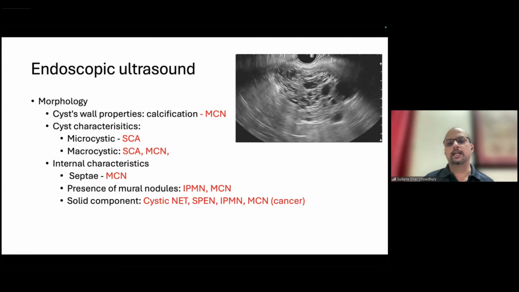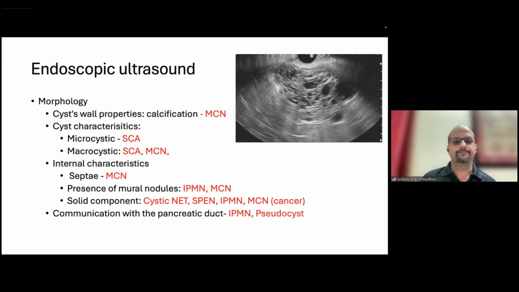Presence of mural nodules points to either IPMN or MCN. If you see a solid component, then more likely you're dealing with a cystic neuroendocrine tumor, SPEN, or a malignant variant of IPMN and MCN. If you look for communication with the pancreatic duct, only two of them communicate, that is IPMN and serous cystadenoma. And if you look at associated cystic masses, you can consider a cystic neuroendocrine tumor, and very rarely pancreatic ductal adenocarcinoma can also undergo necrosis and produce a cystic appearance.